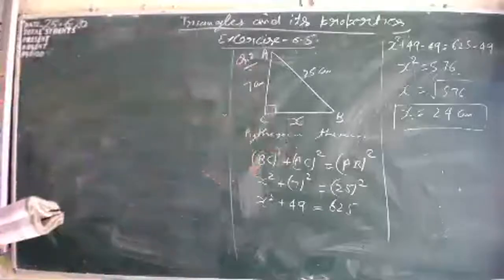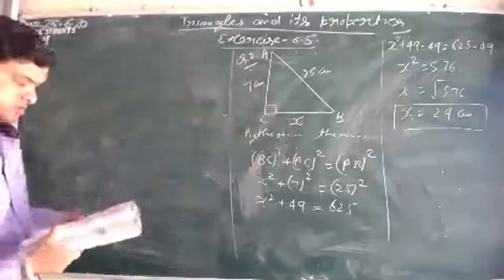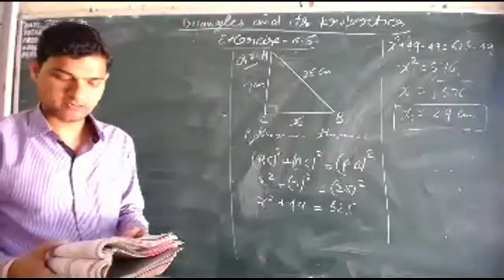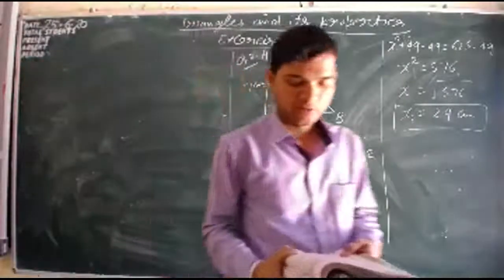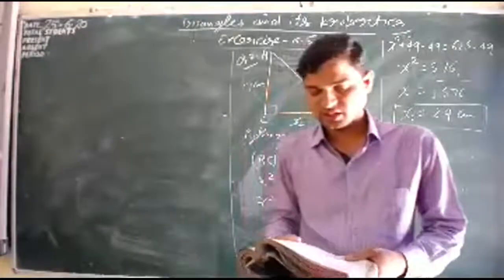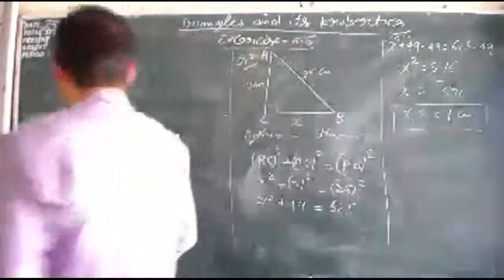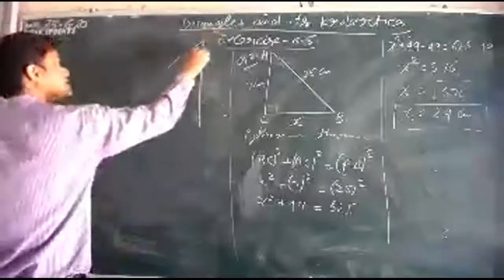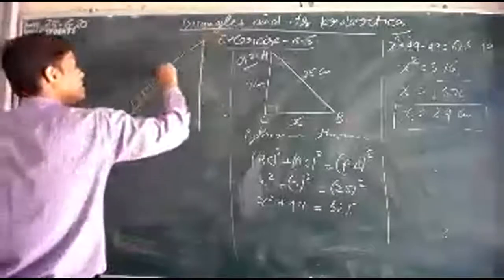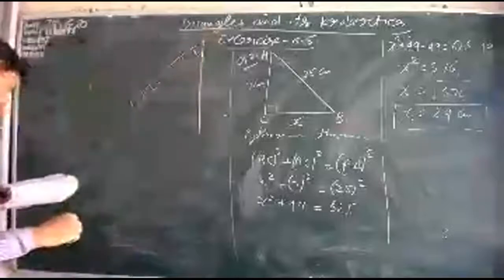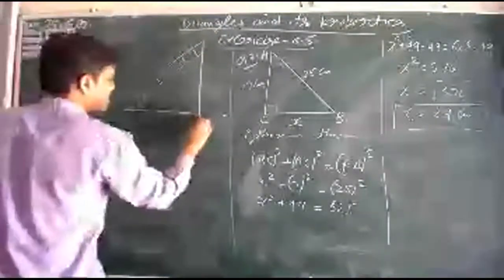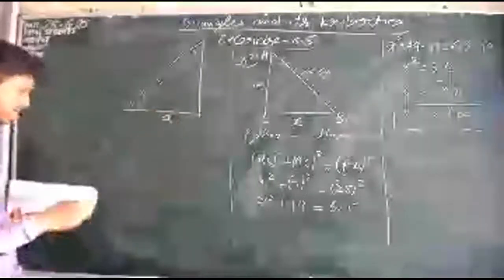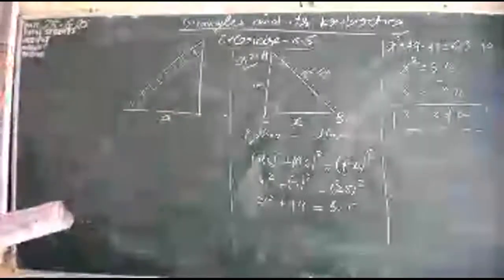A 50-meter long ladder reached a window 12 meters high from the ground. One place against a wall at a distance A. Find the distance of the foot of the ladder from the wall. Okay, इस तरीके से एक फिगर गिवन है, and the ladder is placed about the window. Okay, ये window के अकॉर्डिंग रखा हुआ है, and its foot is placed at the ground at some distance that is A. We have to calculate this value of A.